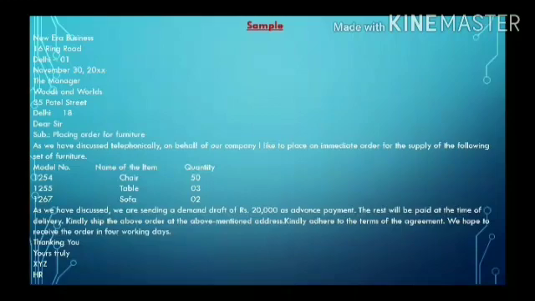See here, model number if you have any, because they provide you a catalog or you might be having a prior catalog with you, so according to that you will be writing the model number. Otherwise fine, you write the serial number. Then name of the item.